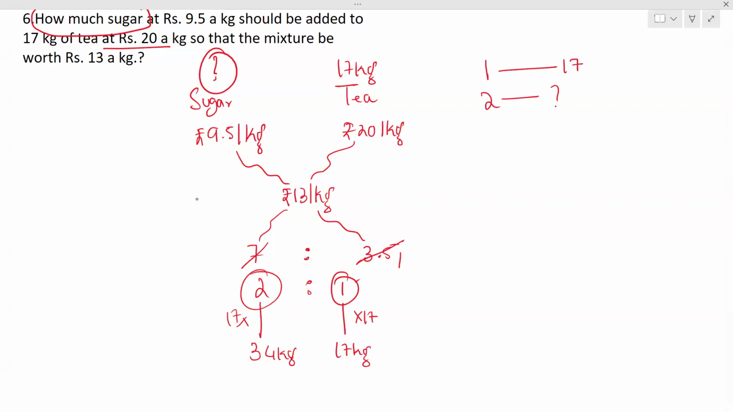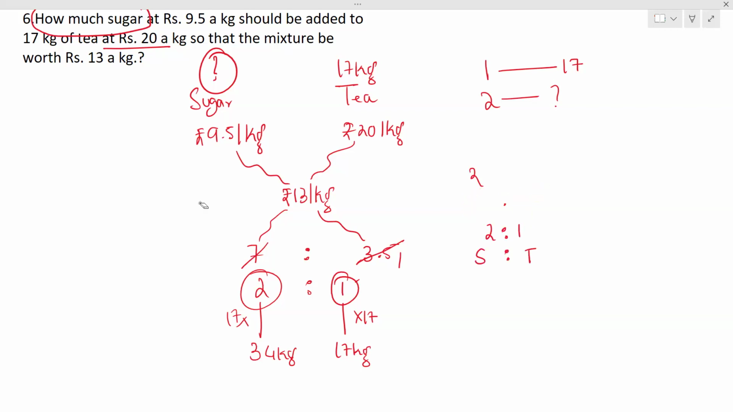Whenever you see a ratio, let's say I'll give you a couple of examples. Look, 7 was there. Here, what did I have? 3.5. 3.5 one time, 3.5 two times. 2 is to 1 is the ratio between what? Sugar and tea. Let me briefly explain it to you.